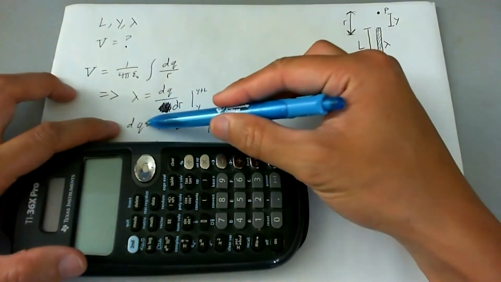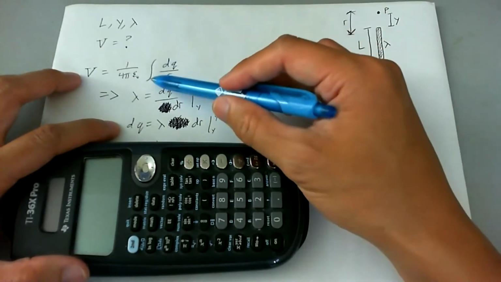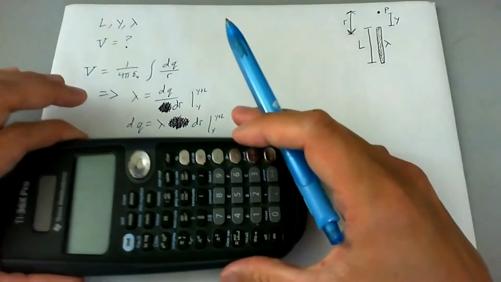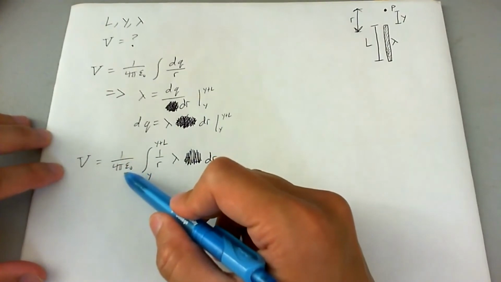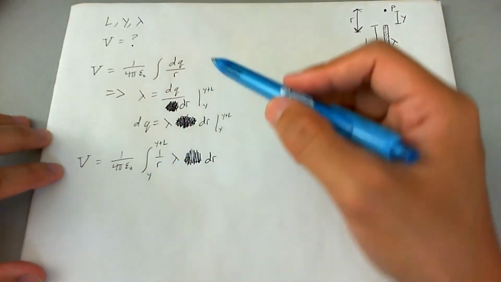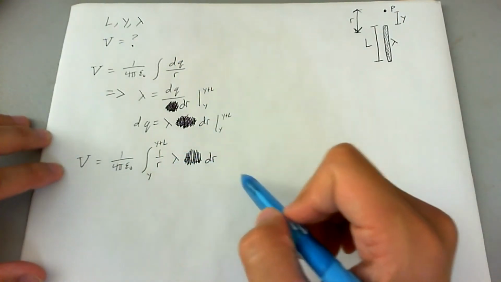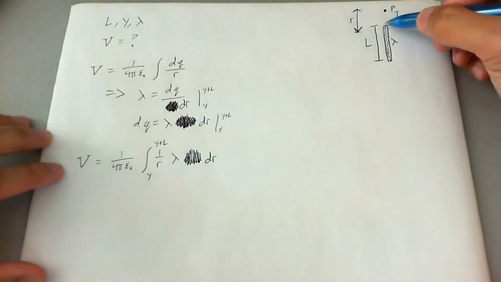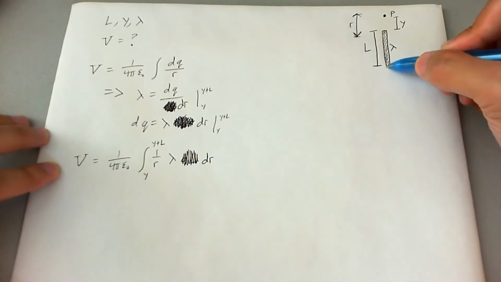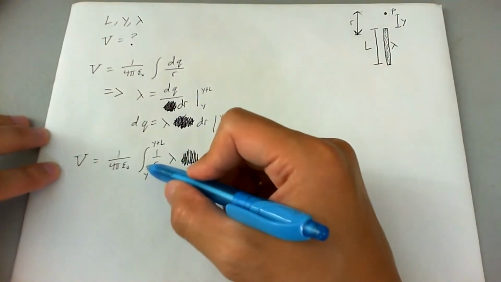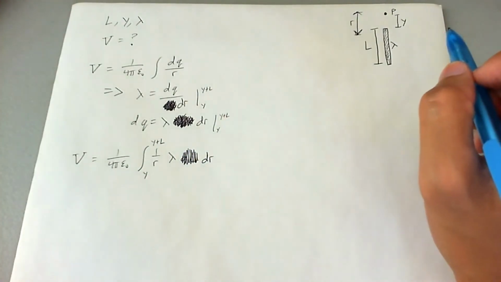Now we're going to go ahead and plug in dq into this integral, which is the voltage integral, from that same limitation. So now we have V, capital V, is 1 over 4 pi epsilon naught, integral of 1 over r times dq, which is just lambda dr. The integration, again, is going to be from y to y plus L away from P. So the distance of y to y plus L away from P is how we're going to do the limits of integration.